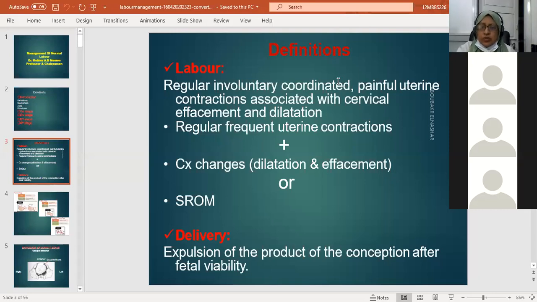So painful regular coordinated uterine contraction associated with the cervical dilatation and effacement, followed by the expulsion of the product of conception, or the delivery of the fetus. Expulsion of the product of conception means the fetus and the placenta. So regular uterine contraction associated with the cervical effacement and dilatation leads to the delivery of the fetus and the placenta, and this is known as the normal labor. This is the definition of the normal labor.